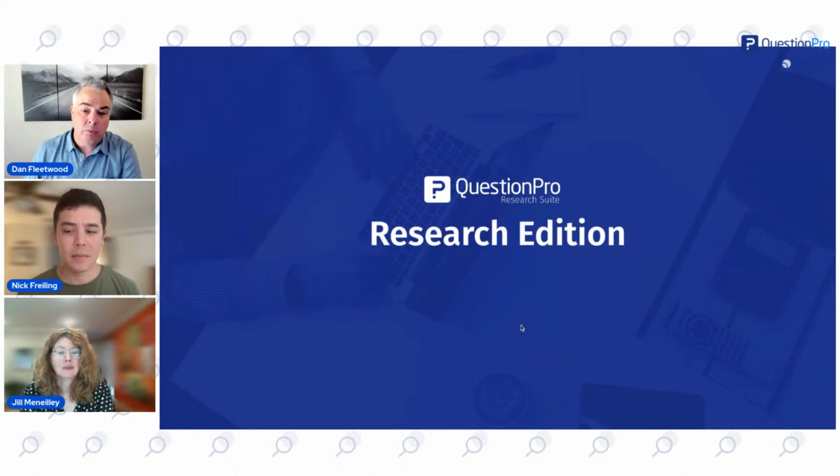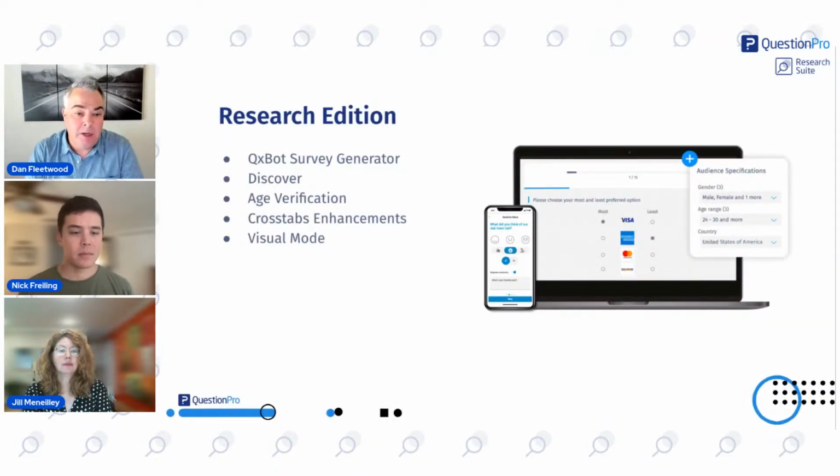So I want to talk about Research Edition and some of the features and functionality that we've been getting into the platform over the past few months here. And I'll talk about QXBot Survey Generator a little bit more in depth. I'll talk about the Discover platform, age verification, crosstab enhancements, and then visual mode too, which is an exciting new feature that we've been working on here.